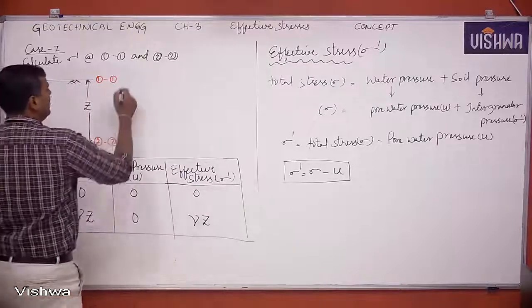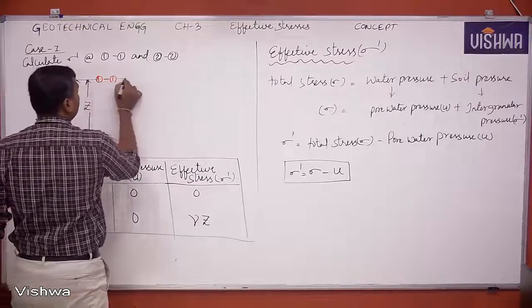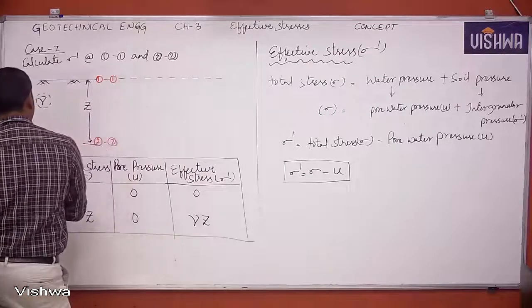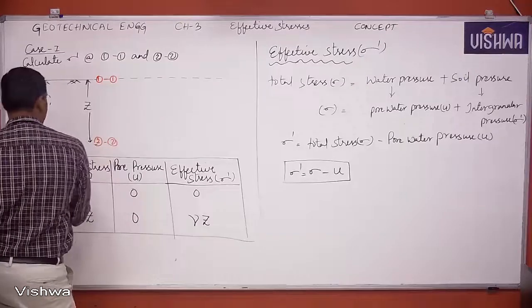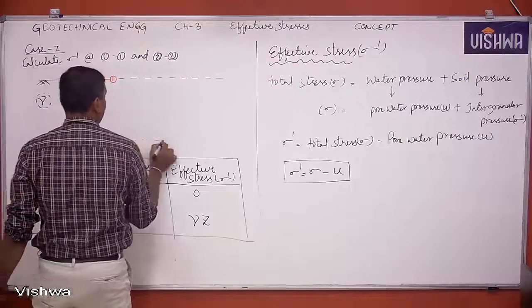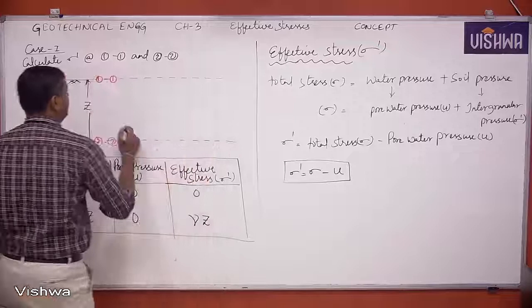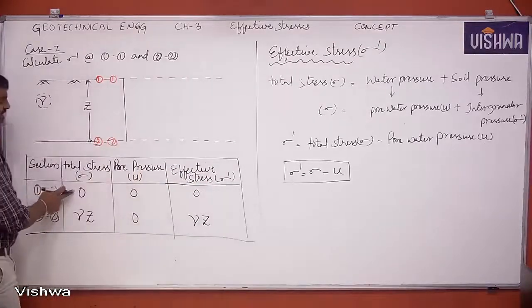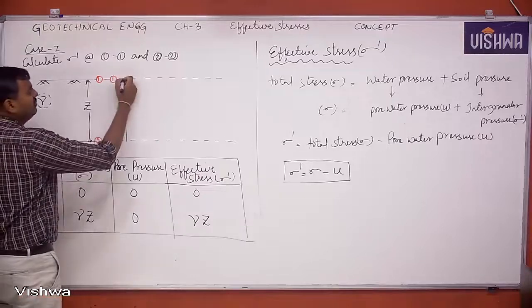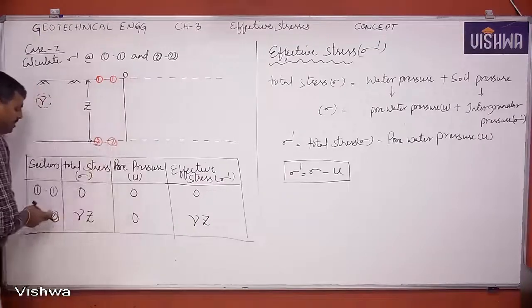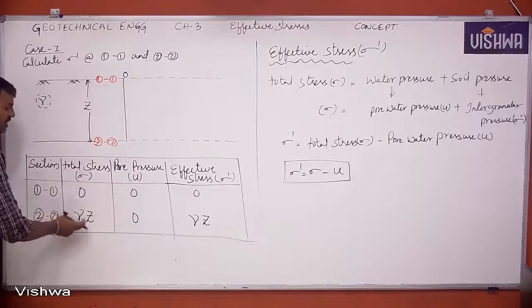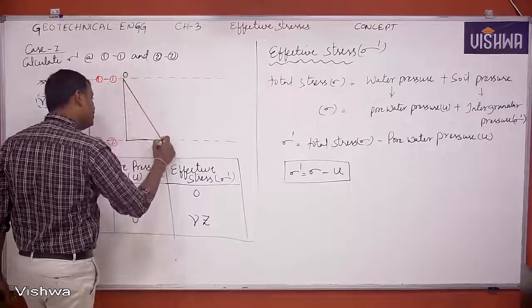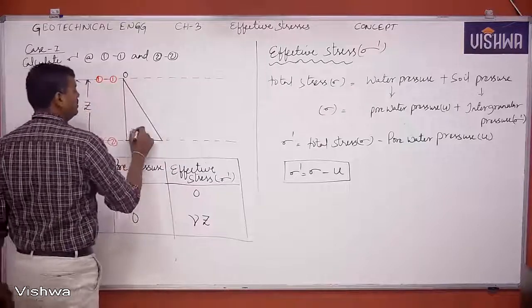Now I will draw the diagrams. I will extend these lines. First, total stress at top 1-1, what is the value of total stress? It is 0. At bottom, what is the value of total stress at 2-2? It is gamma into Z. This is the total stress diagram.